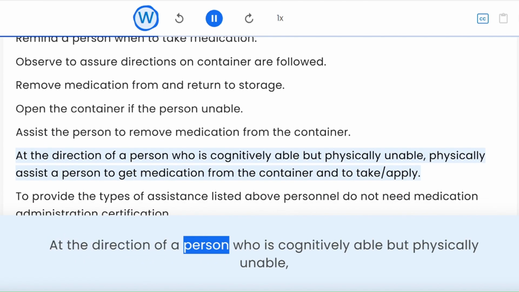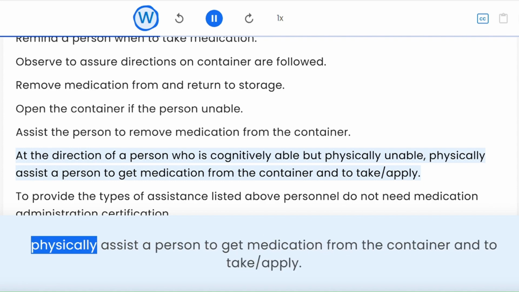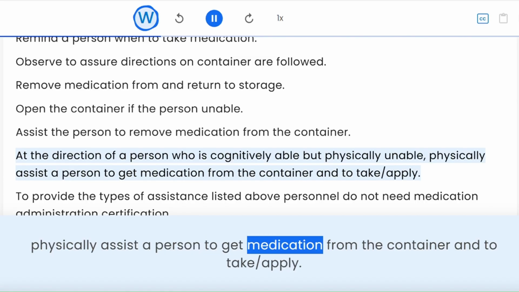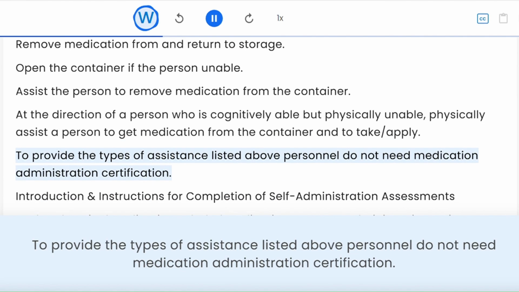At the direction of a person who is cognitively able but physically unable, physically assist a person to get medication from the container and to take or apply it. To provide the types of assistance listed above, personnel do not need medication administration certification.